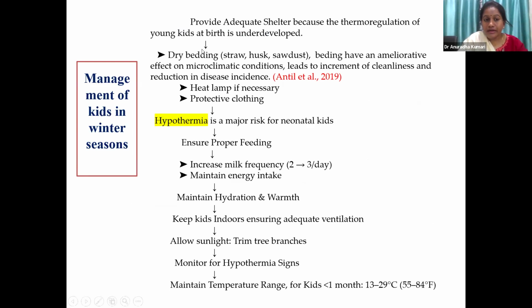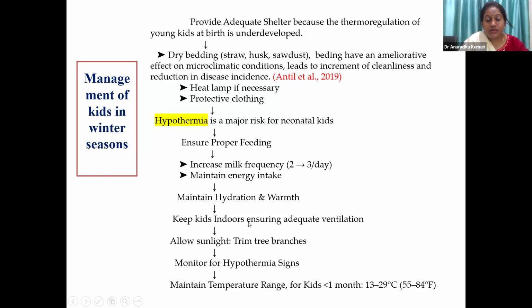Along with that, provision of dry flooring and bedding material helps to maintain adequate body temperature. Protective clothing can be used to prevent the loss of heat. A heat lamp can be installed. Hypothermia is a major cause of neonatal loss. To take care of this, feeding, housing, and hydration are most important. For that, we should increase the quantity of milk and frequency of feeding to the kid, which helps to maintain the energy level.